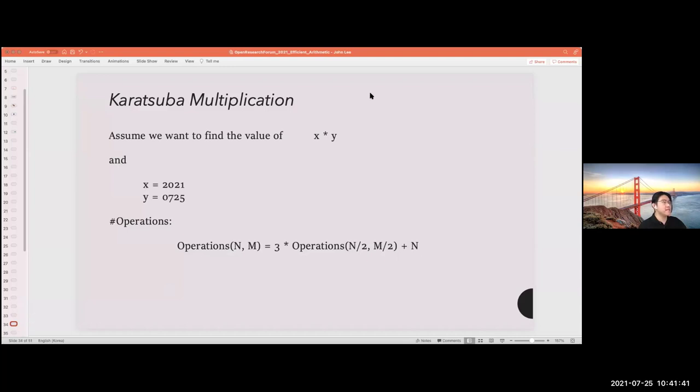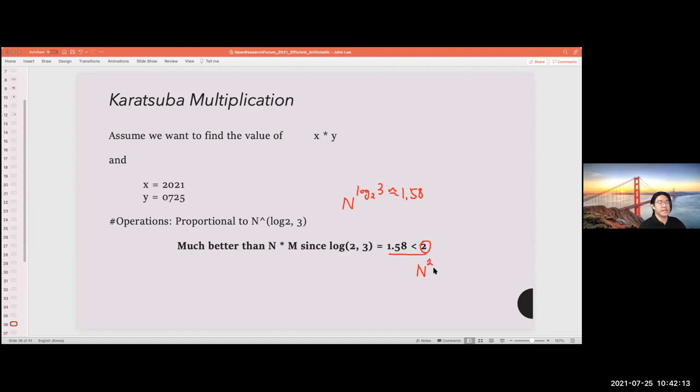And I won't be covering the details of how to sum these series, but this becomes n to the power of log base 2 of 3. And since log base 2 of 3 is equal to 1.58, this is much less than 2. And the reason why 2 is important is because our previous methods were n squared. But now it's n to the power of 1.58. So Karatsuba's method of breaking things down has decreased the number from n squared to n to the power of 1.58.